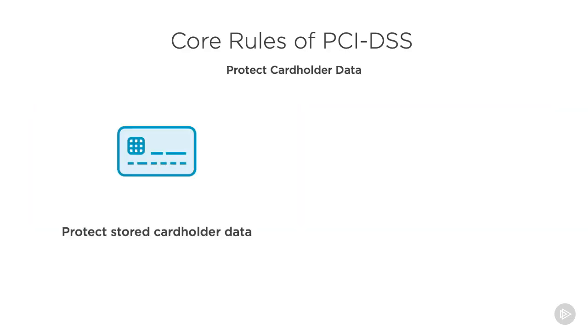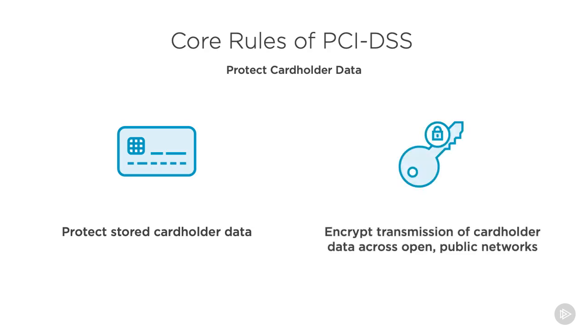Protecting cardholder data means we protect it at all times. We protect it when we store it, and this is where we have to render the credit card number unreadable, so that if a person looked at the database, they would not be able to see what the real credit card number was. It also requires us to encrypt the transmission of cardholder data anytime it goes across an open public network.